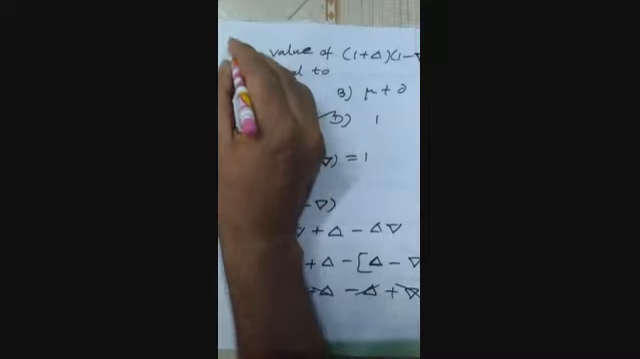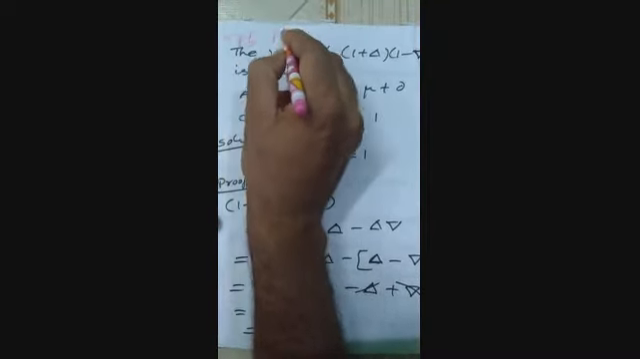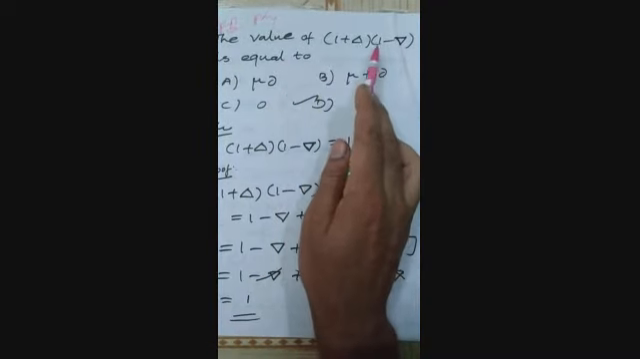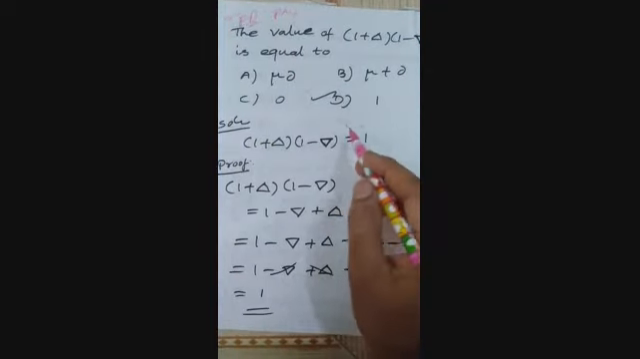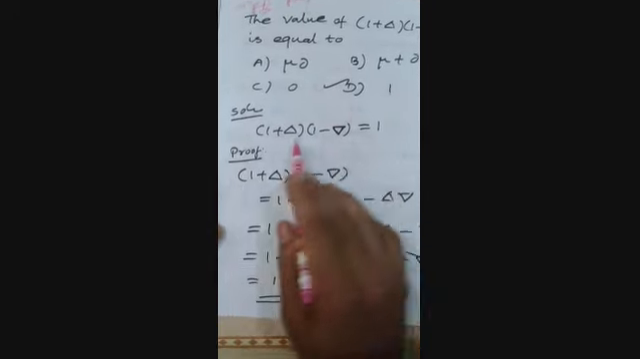Actually, this question was asked in the previous year question paper, in TRB, polytechnic TRB. The value of 1 plus delta into 1 minus del is equal to, the 4 options are given. So well known, the option is 1. Just now we have seen 1.